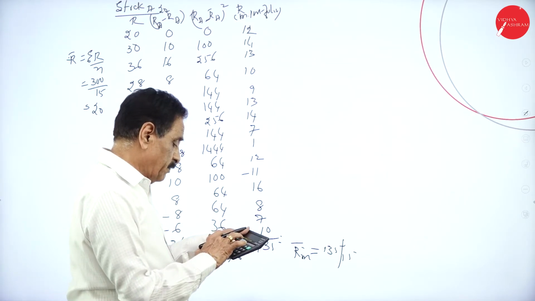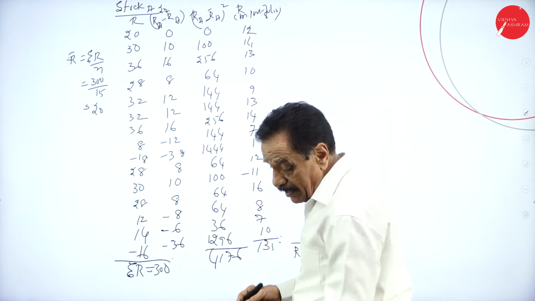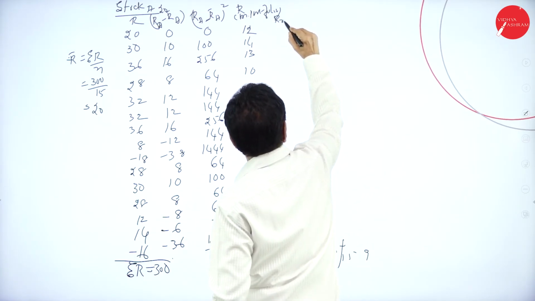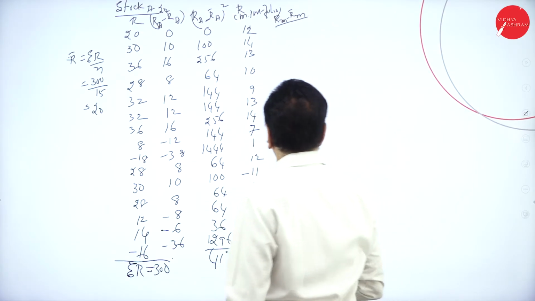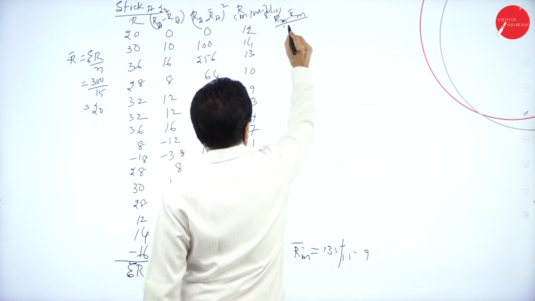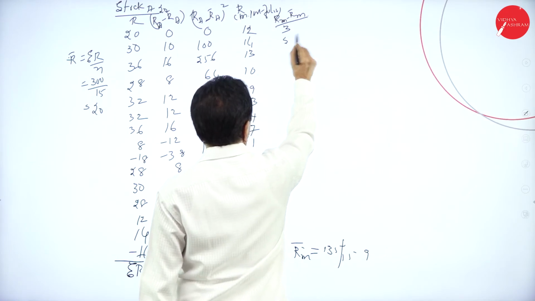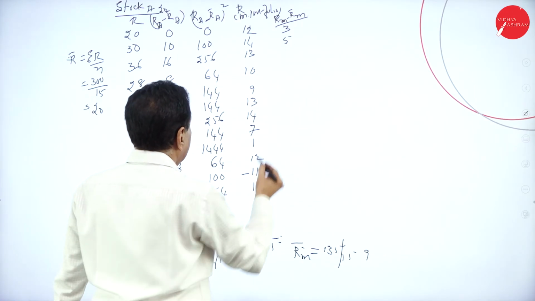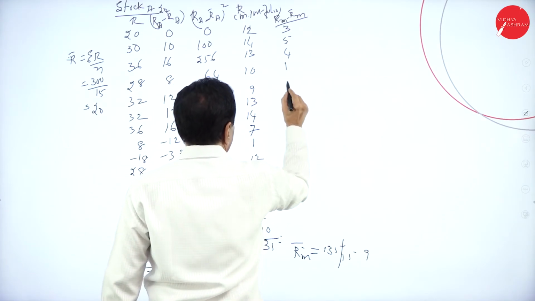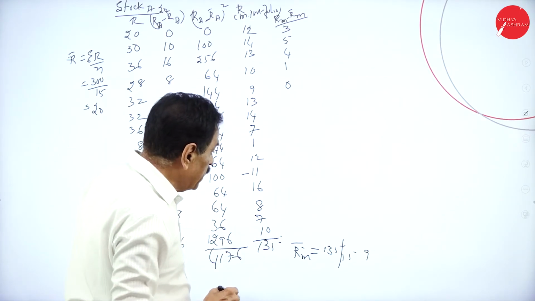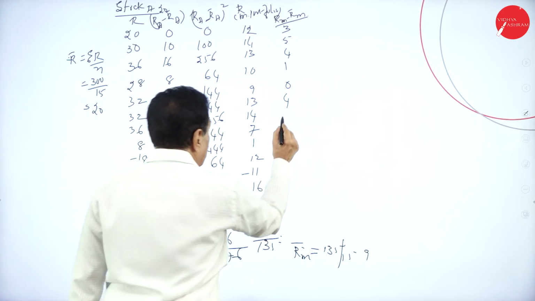135 divided by 15 is equal to 9. Take the deviation now, RM minus R mean M, which is 9. 12 minus 9 is 3. 14 minus 9 is 5. 13 minus 9 is 4. 10 minus 9 is 1. This is 0. 13 minus 9 is 4. 14 minus 9 is 5.